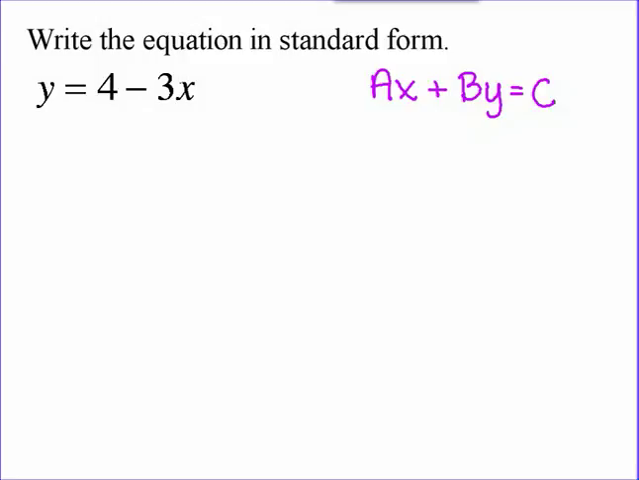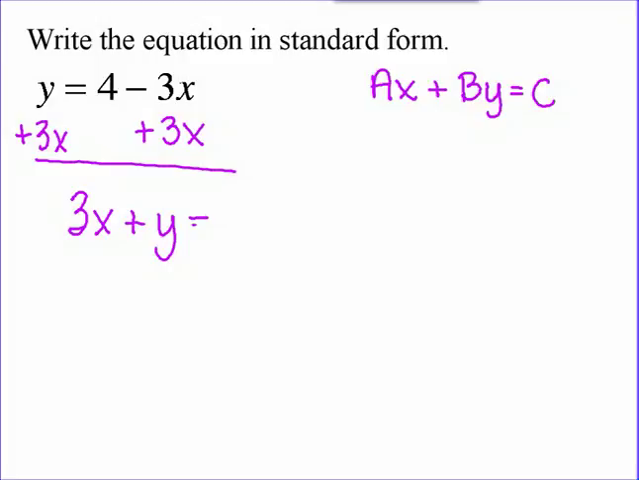Add 3x to both sides. Good. Because remember, I want the x's and the y's to be together. So on the left side, what do you get? 3x plus y equals 4. Is that equation in standard form? So first of all, is A positive? Yes. Second, are A, B, and C integers? So A is 3. What is B, by the way? 1. Very good. And C is 4.